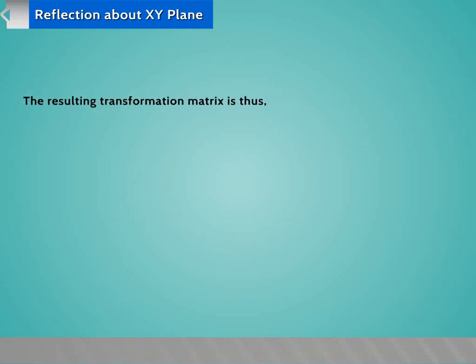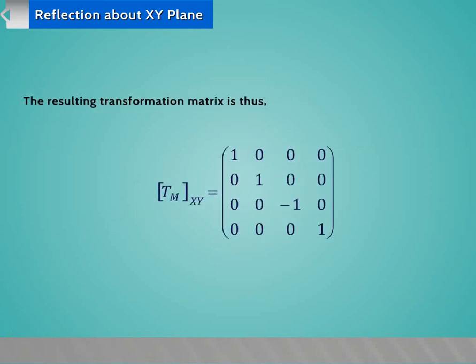The resulting transformation matrix is thus Tmxy is equal to matrix 1 0 0 0, 0 1 0 0, 0 0 minus 1 0, 0 0 0 1.